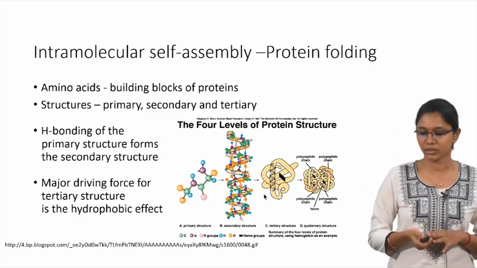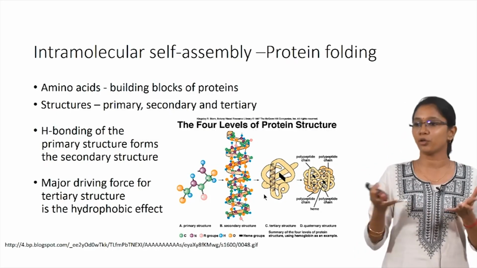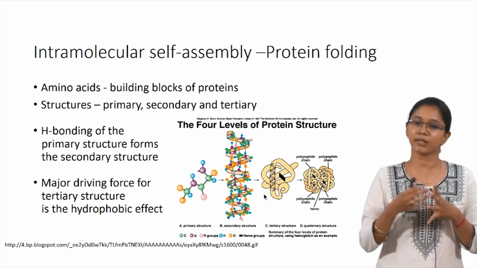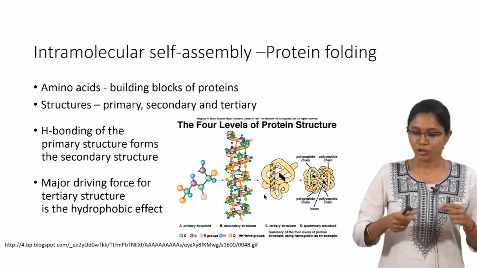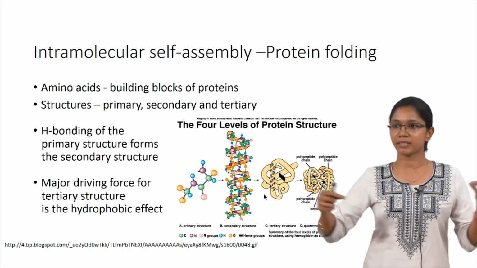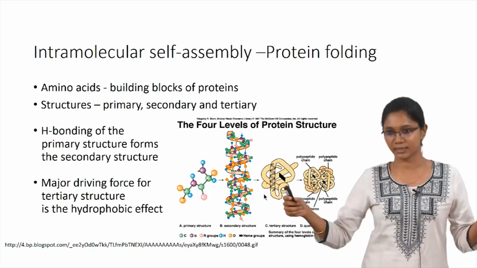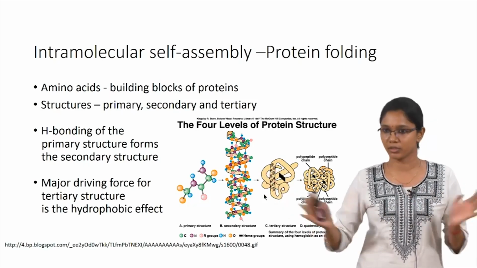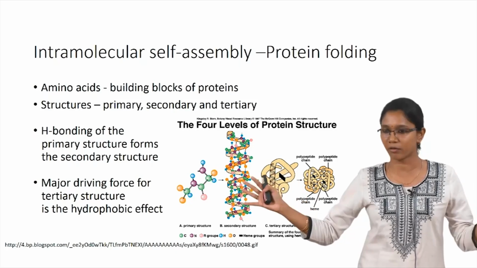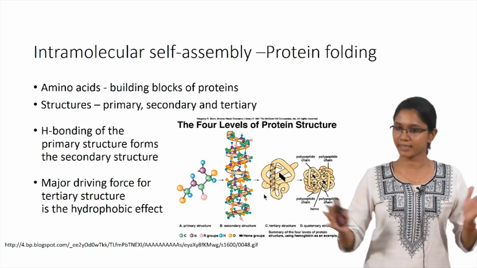And then we come across protein folding. So here in protein folding, it is mostly an intramolecular self-assembly system. So the first structure, or the primary sequence of your proteins, will be amino acids. These are all covalently bonded. So you have the amide bonds forming your long peptide sequence.